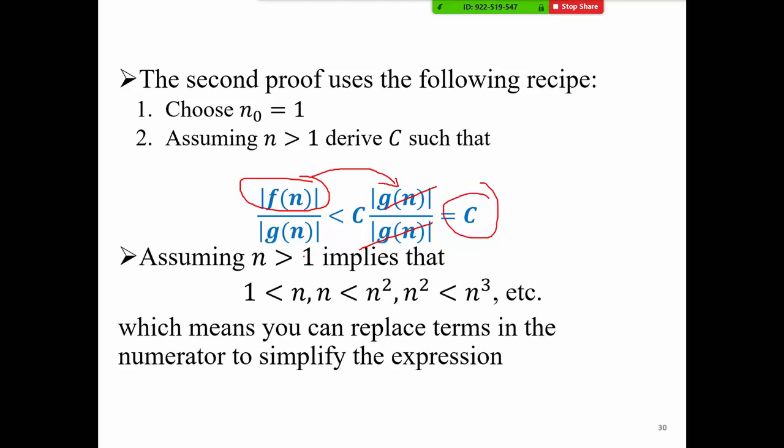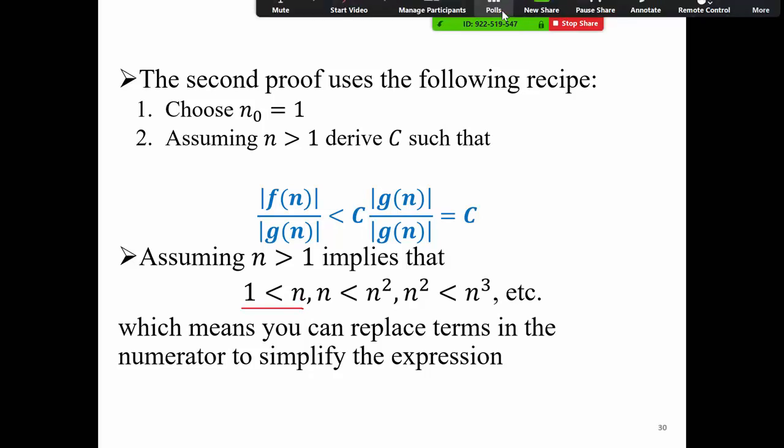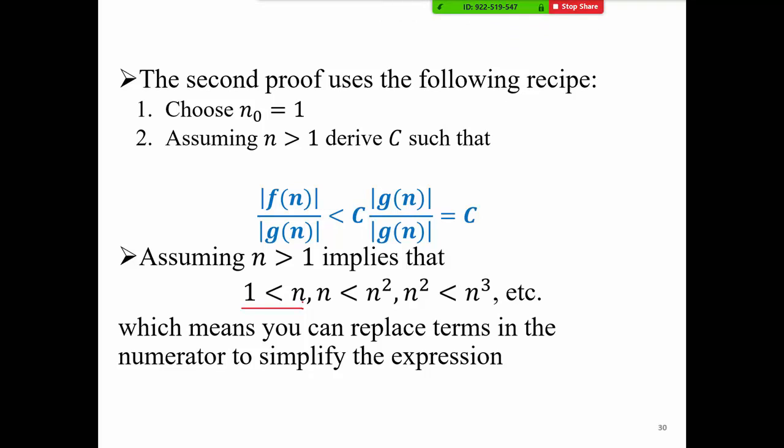Now remember, for this recipe, you always have 1 is less than n. So the constant 1 is always less than n, where n changes from 0 up to the last element inside your size. It's a full range. And also n is less than n squared, n squared is less than n to the power 3. So this is the fact. For all n greater than 1, you have 1 less than n, n less than n squared, n squared less than n to the power 3, etc.